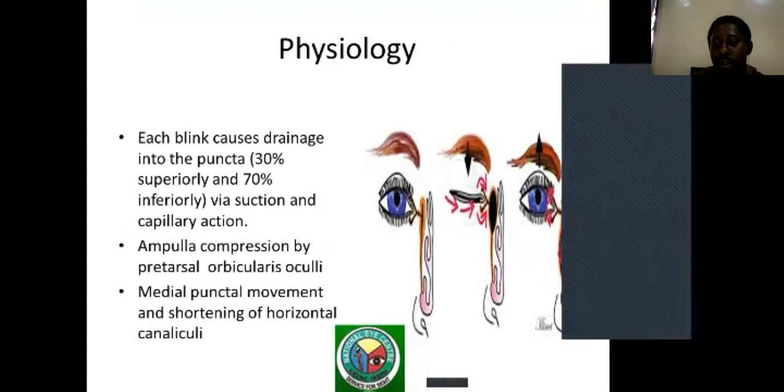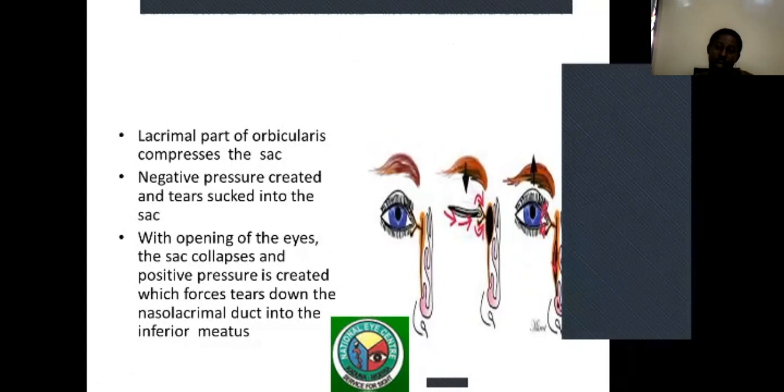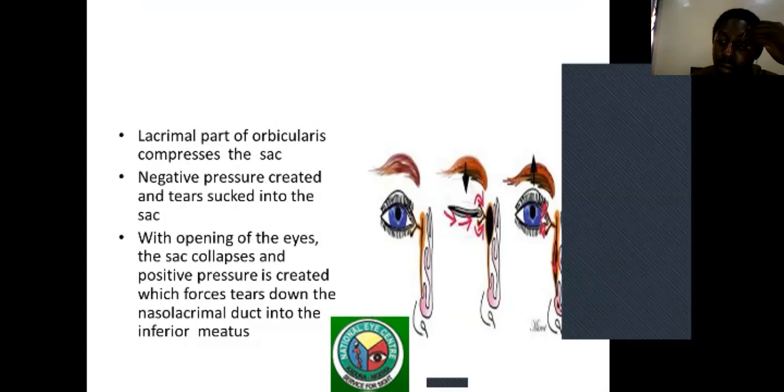And then the compression of the sac by the orbicularis muscle creates a negative pressure, which sucks up the tears into the sac. And then as the eyes are opened, that positive pressure is further created, which forces the tear film down into the nasolacrimal duct, which is in this phase now. This is the distension of the sac, and then it draws it up to the nasolacrimal duct, and it drains down to the inferior turbinate.